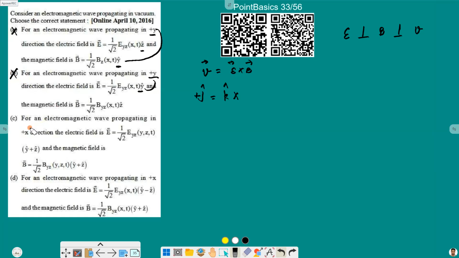Now for option C, we have the wave along x, electric field along y plus z, and magnetic field along y plus z. Again, the electric and magnetic fields are both along the same direction, so C is also rejected. If we look at option D, we have the wave along x, electric field along y minus z, and magnetic field along y plus z. So it can be a possible answer. Only option D is left here, so option D is the right one.